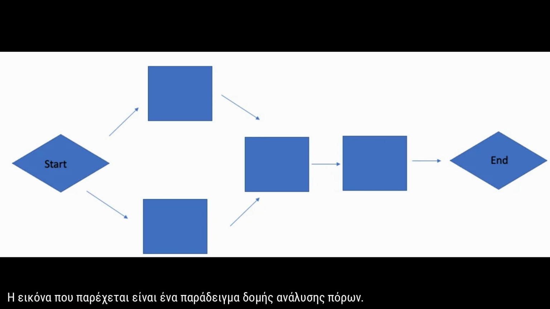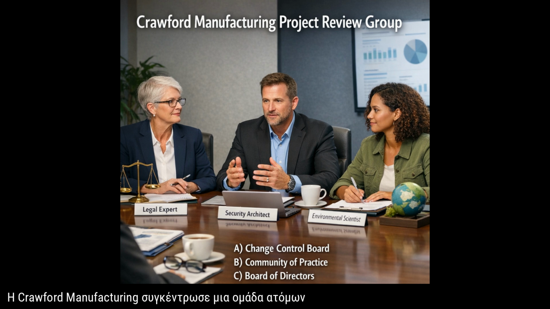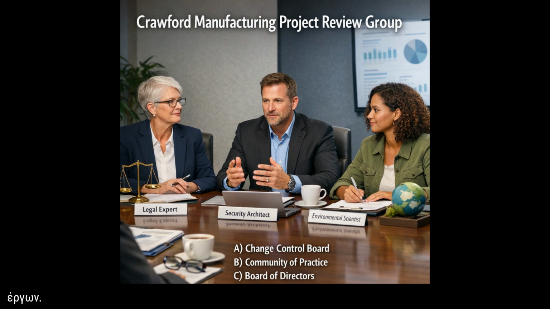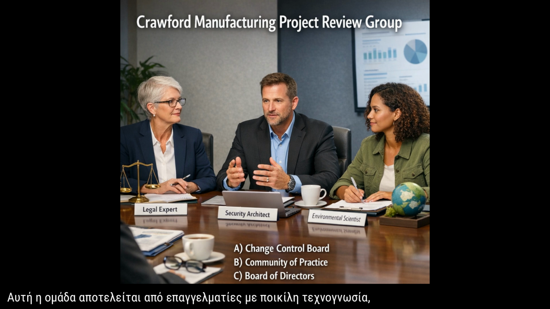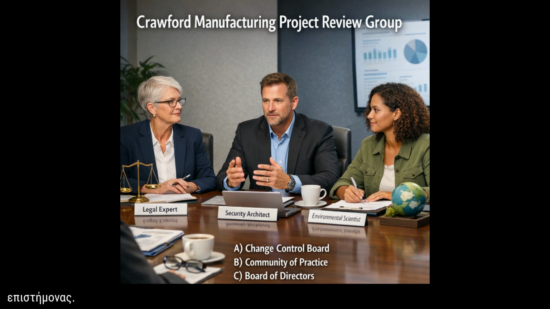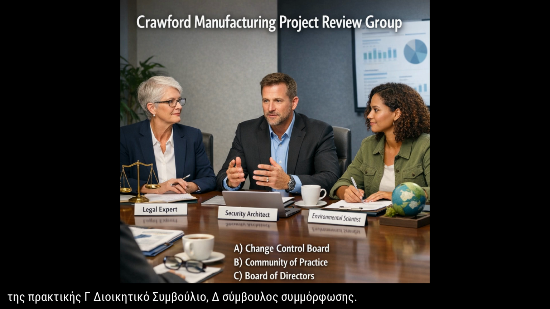The image provided is an example of a resource breakdown structure, Gantt chart, network diagram, activity list. Crawford Manufacturing has assembled a group of individuals who meet periodically to review and assess upcoming and ongoing projects. This group consists of professionals with diverse expertise, including a legal expert, a security architect, and an environmental scientist. This group is most likely A. Change Control Board, B. Community of Practice, C. Board of Directors, D. Compliance Council.